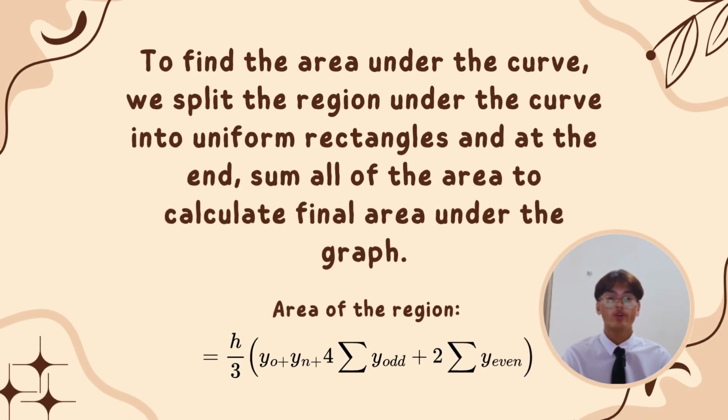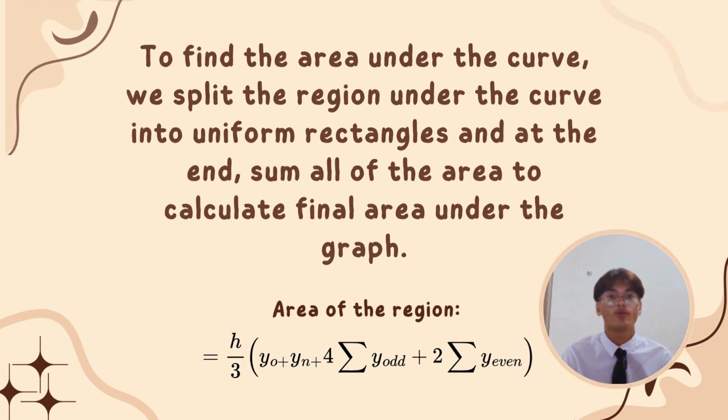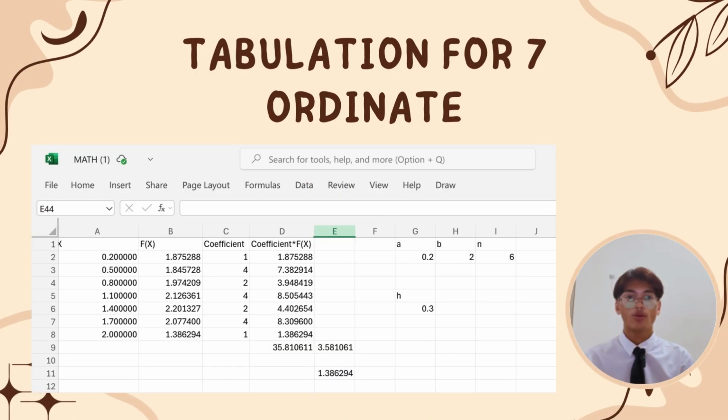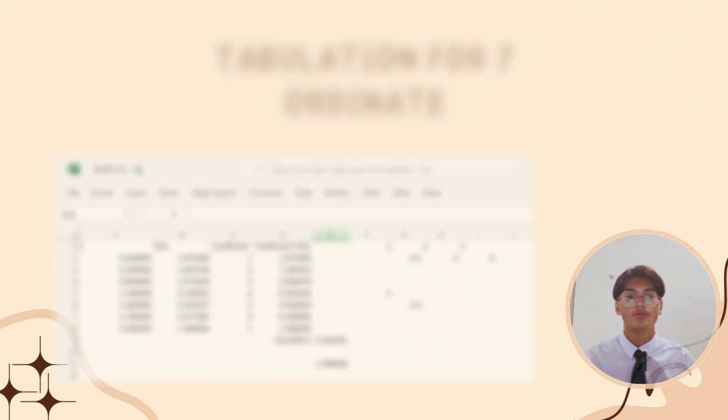For Task 2, numerical method, we need to solve the equation given using Simpson's rule. Simpson's rule is where we search for the area under the curve by splitting the region into uniform rectangles. This is the complete tabulation data for 7 ordinates that can be made by using Excel.